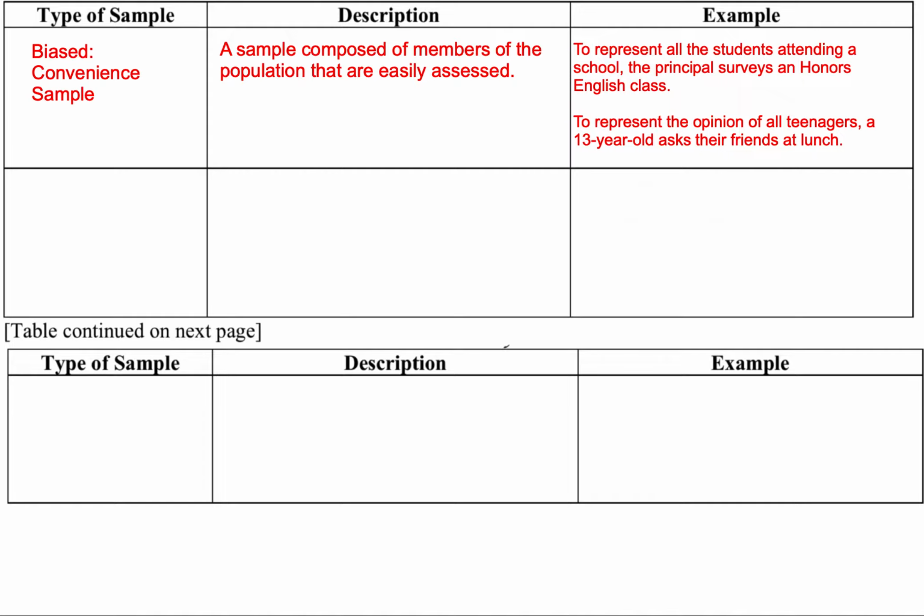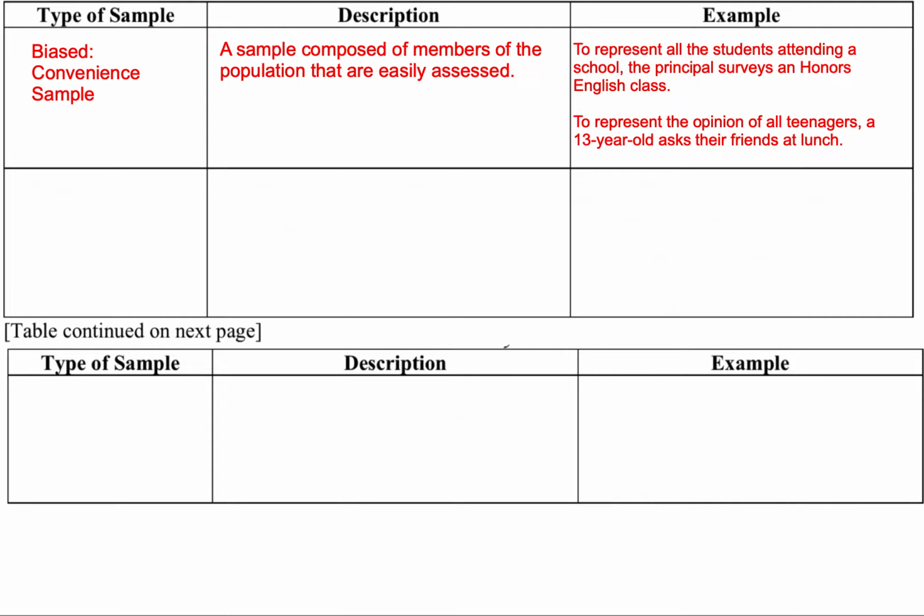To represent all the students attending a school, the principal surveys an honors English class. Now that would be very easy for this principal to do, but you can see how it would induce some bias. The students in an honors English class may not have the same likes and dislikes as the entire population average.